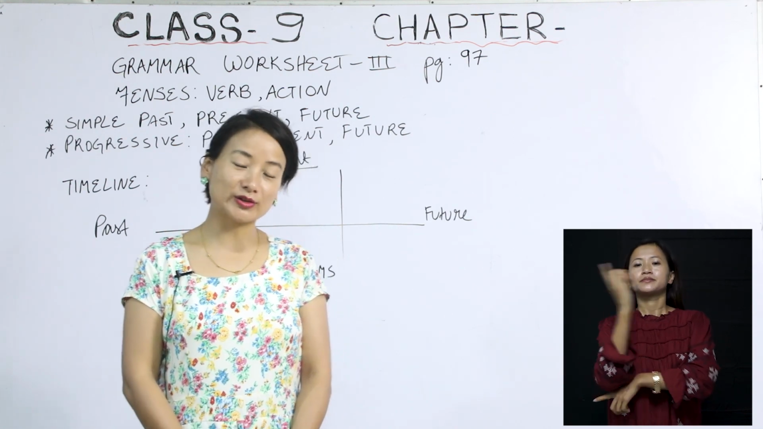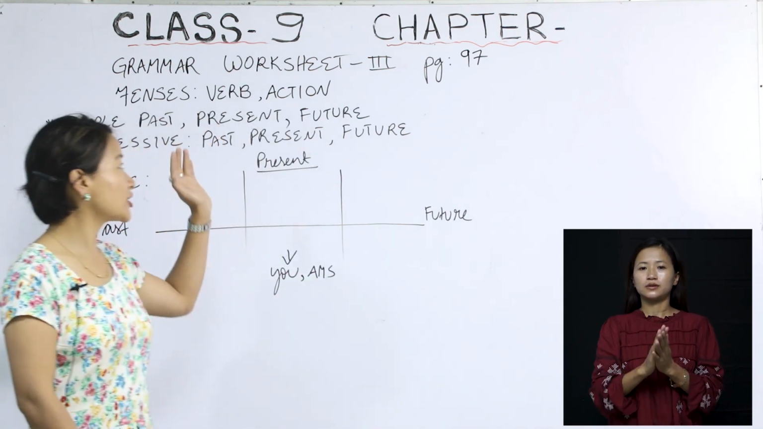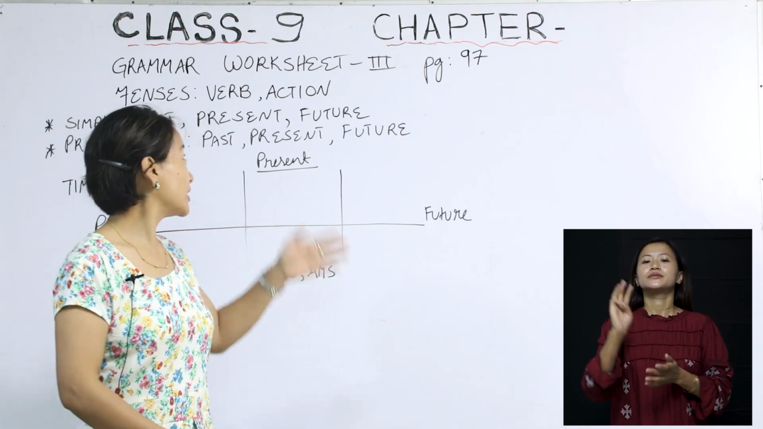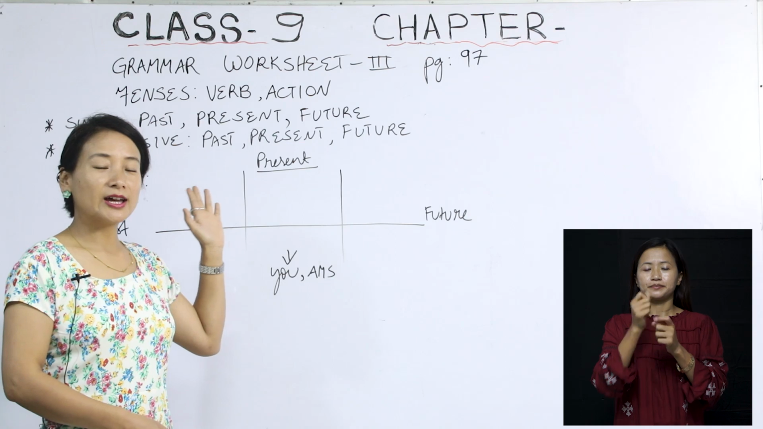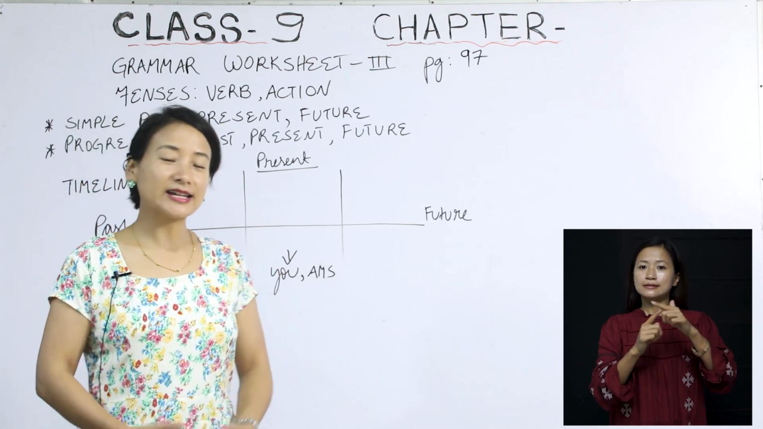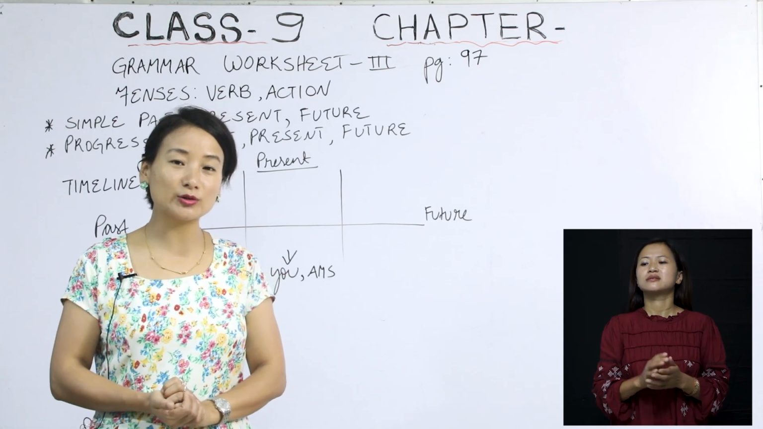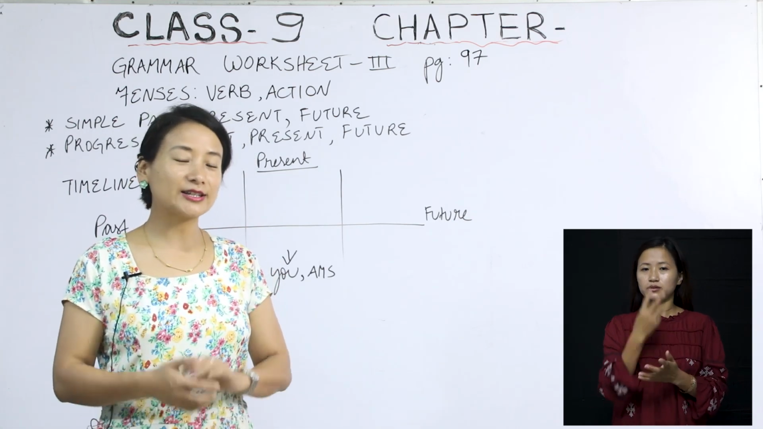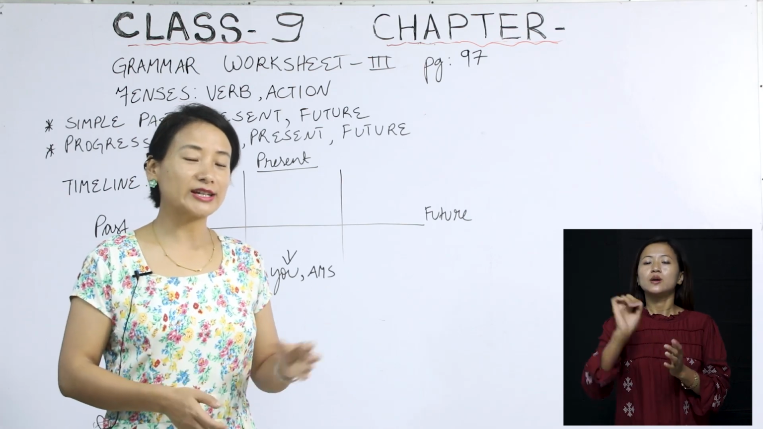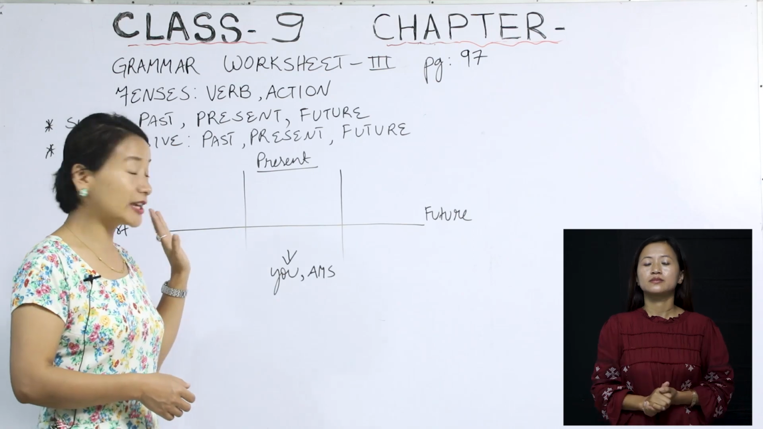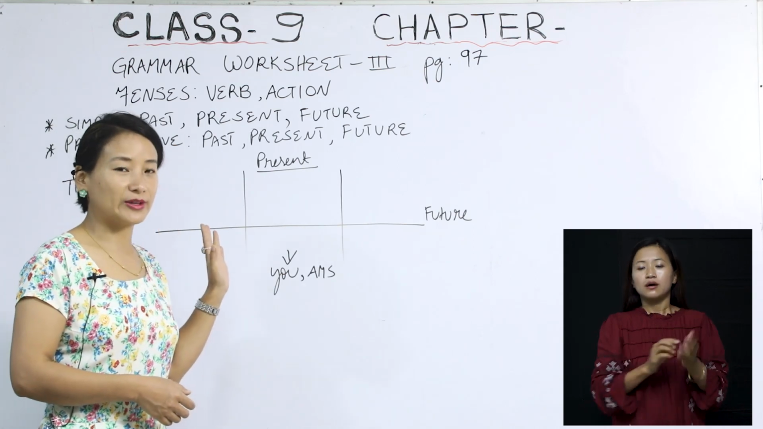Today we are going to take a look at our grammar worksheet 3. You would find it on page 97. If you look at it, you would find that this grammar worksheet has to do with the tenses. Tenses is not a topic that is new to us, but we are going to take a look at it from a slightly different perspective using a diagram called a timeline. I will give you the details as to how to go about it.